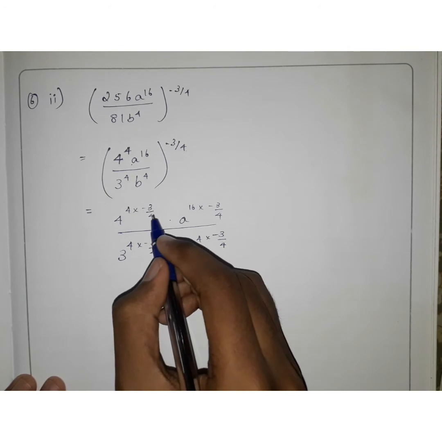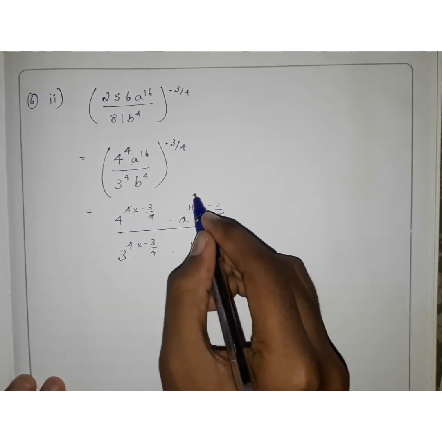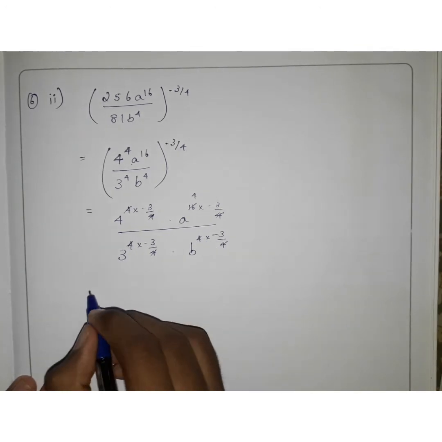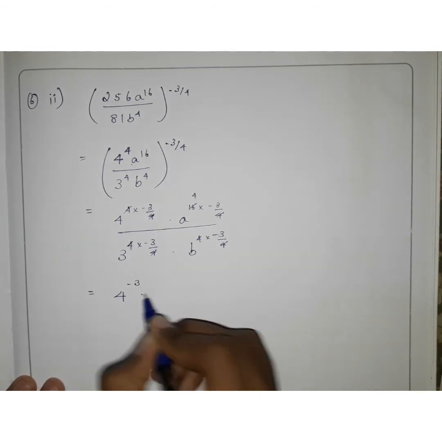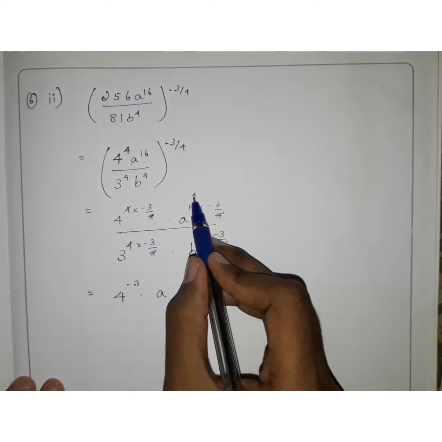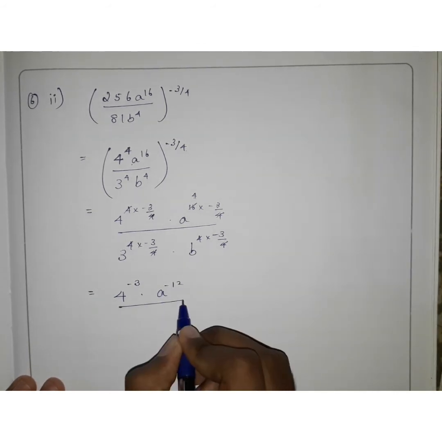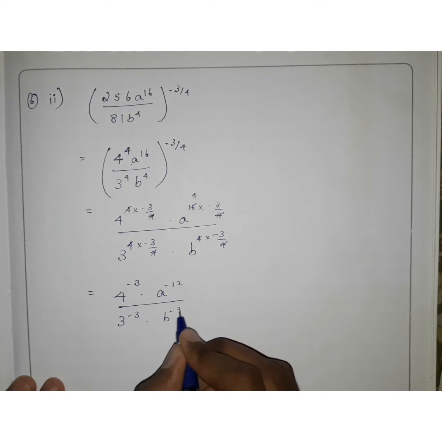Now let me try to cancel the terms. 4 and 4 will get cancelled. 4 fours are 16. 4 and 4 will get cancelled. Here 4 and 4 will get cancelled. Let me write the remaining terms. 4 to the power, here remaining is only minus 3. A to the power, remaining is 4 into minus 3, that is nothing but minus 12, divided by 3 to the power minus 3 and b to the power minus 3.